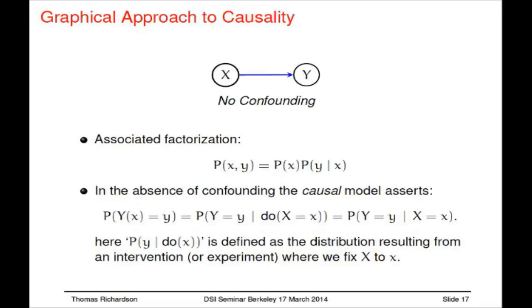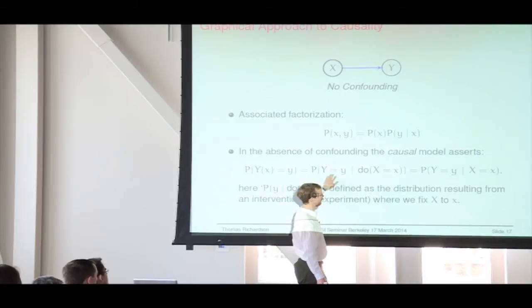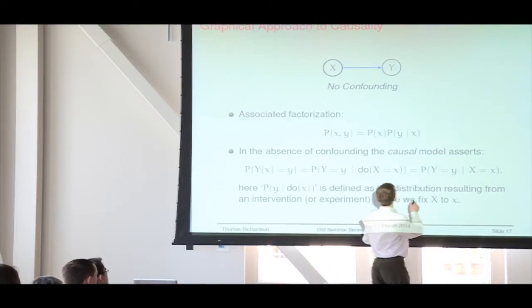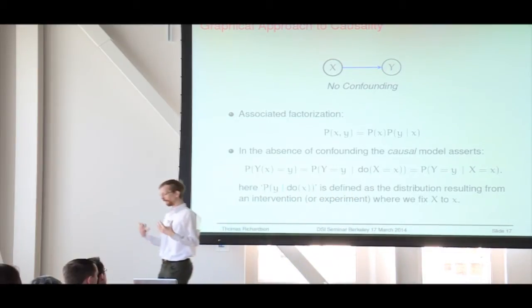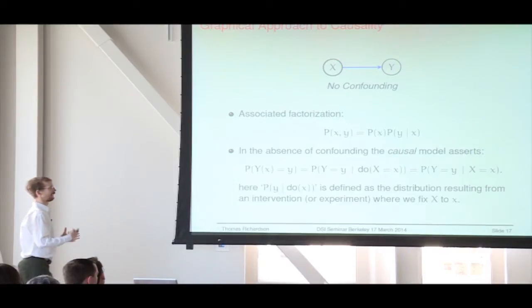This is the simplest graph imaginable, or the simplest graph containing an edge. Here is the associated factorization that I have. And in the absence of confounding, the causal model now asserts that the distribution over y, when I intervene to set x to x, which can also be written in this alternative notation, will be equal to the distribution of y conditional on x. That is the way that the causal interpretation of a graph is set up.